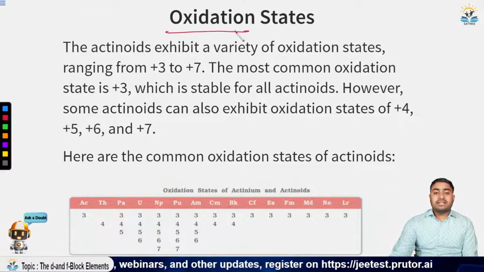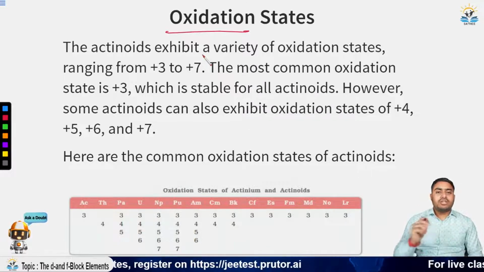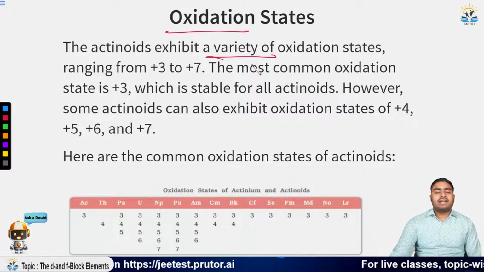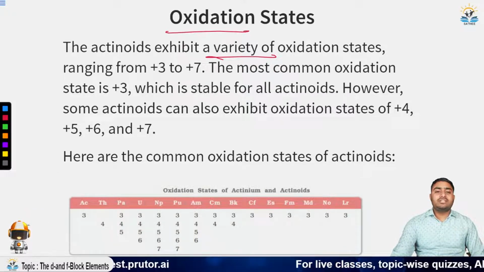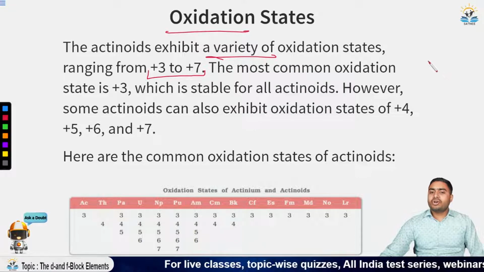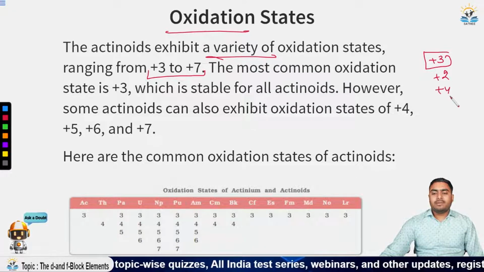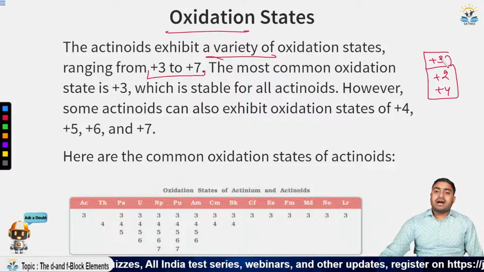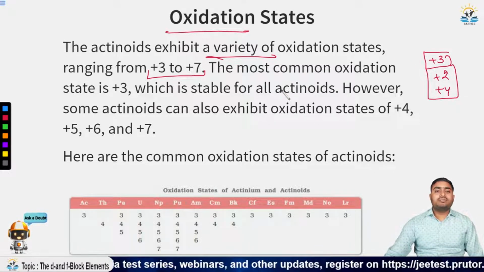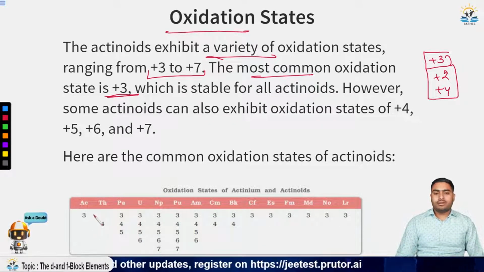Now the important part is oxidation state. You can see the variety of oxidation states here. The actinoids exhibit variable oxidation states ranging from +3 to +7. Unlike lanthanoids, which commonly show only +3, and sometimes +2, and some elements can show +4 as well, actinoids show a variety of oxidation states. The most common oxidation state is definitely +3, which is stable for all actinoids.